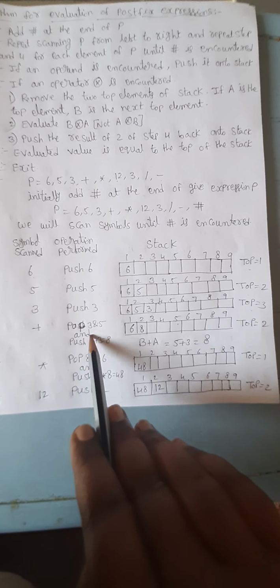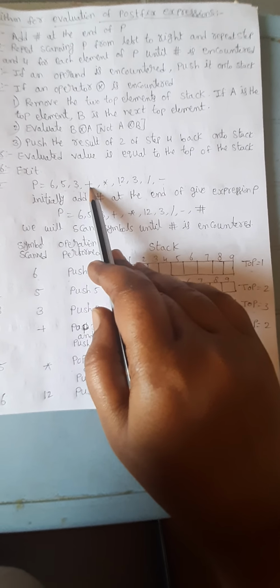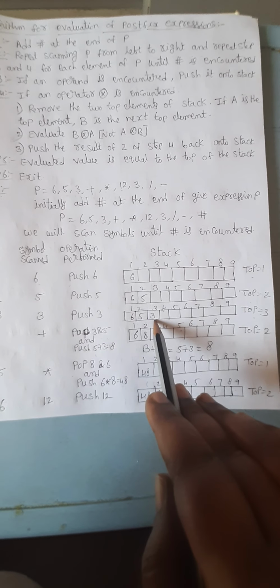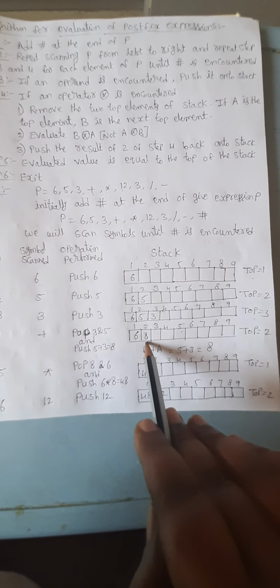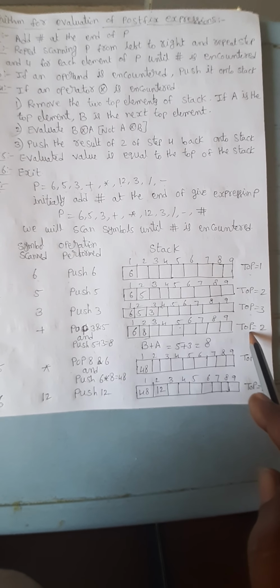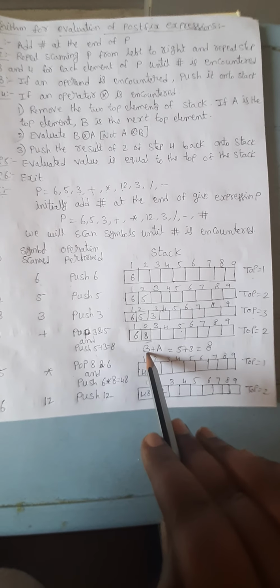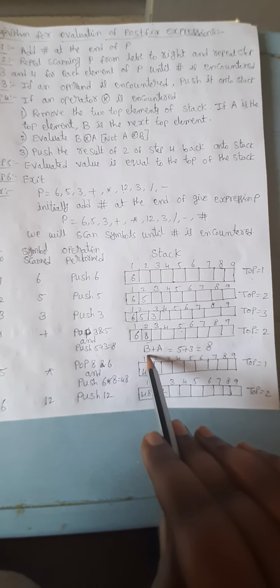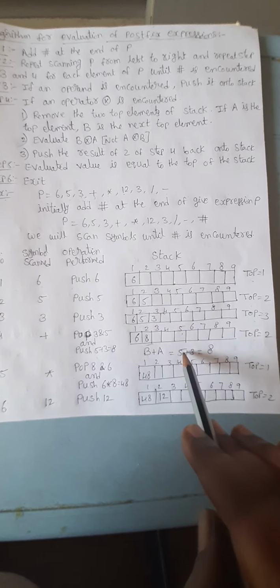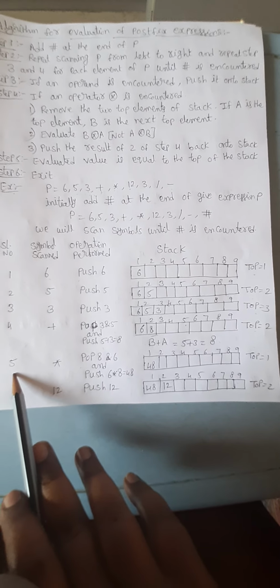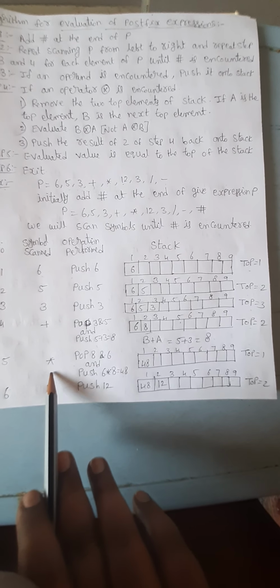Now we have to pop 3 and 5. Why? Because here it is 5 plus 3. If we want to add 5 plus 3, we have to pop this 5 and 3, and the result 8 will be pushed onto the stack, that is top equal to 1. Here we have to perform the operation. Instead of A plus B, we have to perform B plus A, that is 5 plus 3, that will become 8. And see the next step, multiplication.